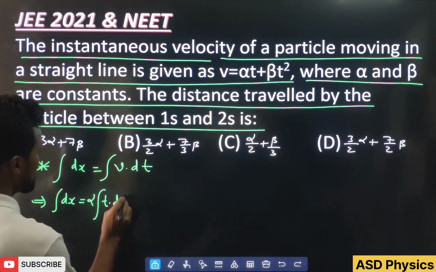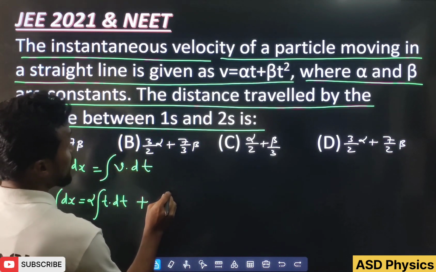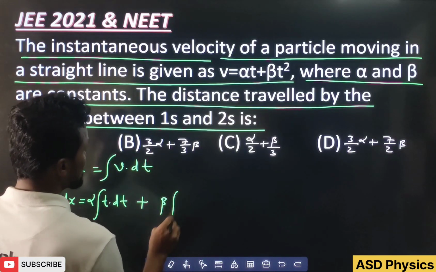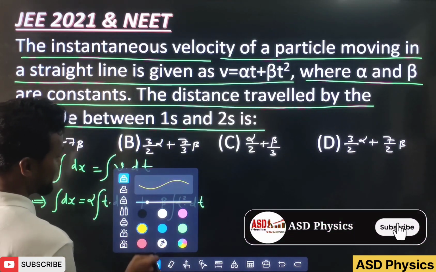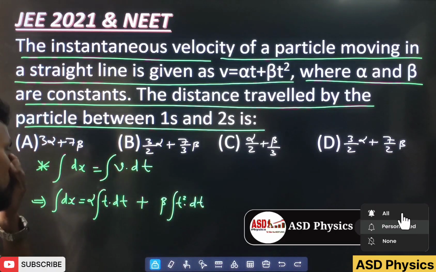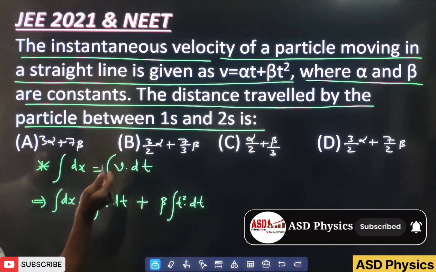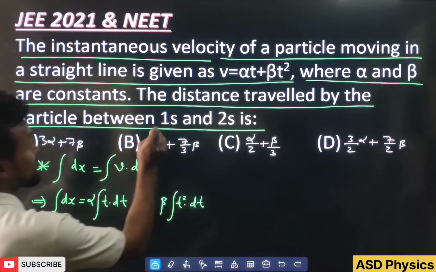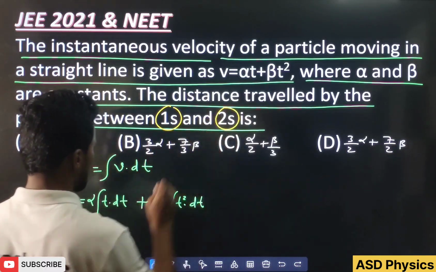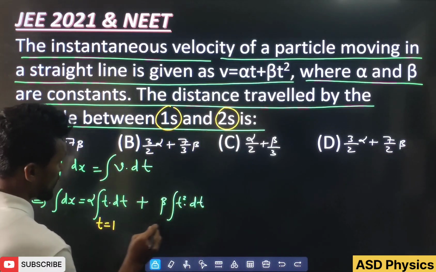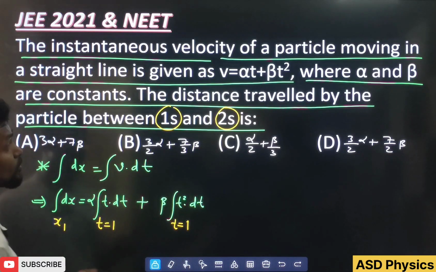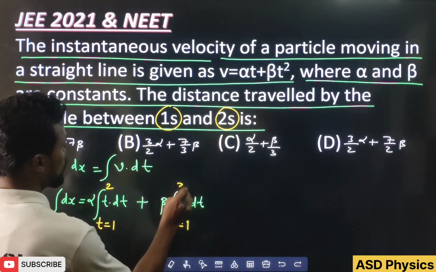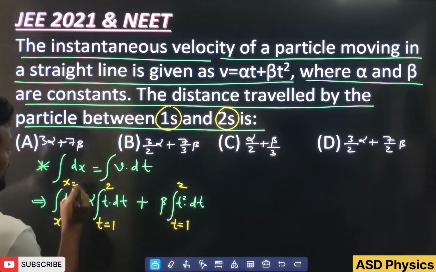So alpha t into dt plus again beta t square, so beta integration of t square dt. Now you are very intelligent, I can even write directly. Nothing is mentioned... oh, it is given here, between 1 second and 2 seconds. So first t equal to 1 is the lower limit, and let's take the initial position as x1. And 2 seconds is the upper limit, and let's take here x2.